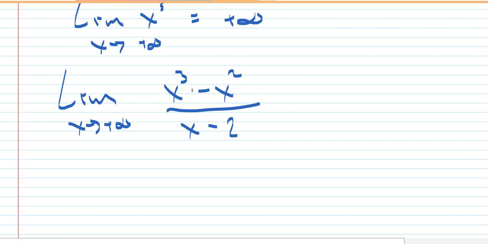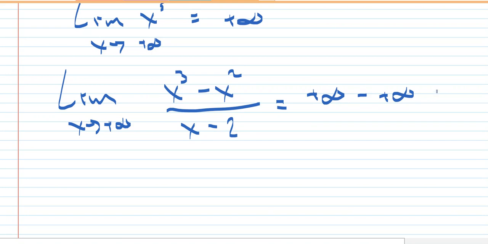Well, first of all, if we look at each one of these terms individually, we know that x cubed is going towards infinity. We know that x squared is going towards positive infinity. We just showed that. And so, in the numerator, x cubed is going towards positive infinity, minus this is going towards positive infinity. Now, I'm just ignoring the denominator. Let's just take a look at the numerator. So we have infinity minus infinity.